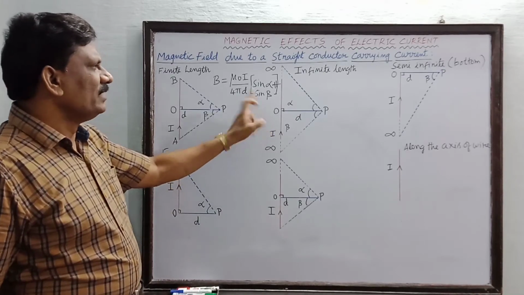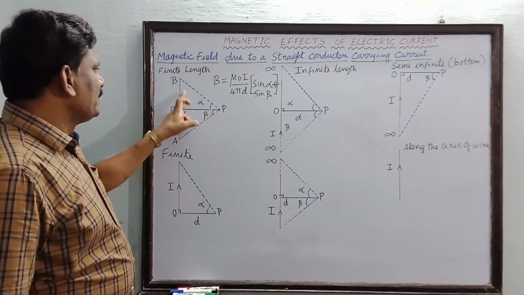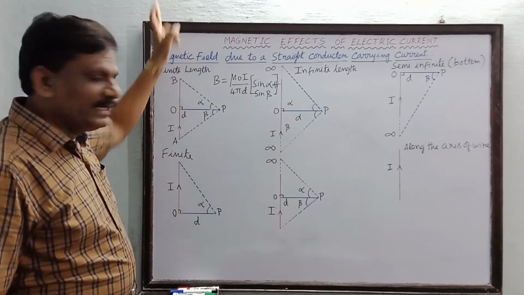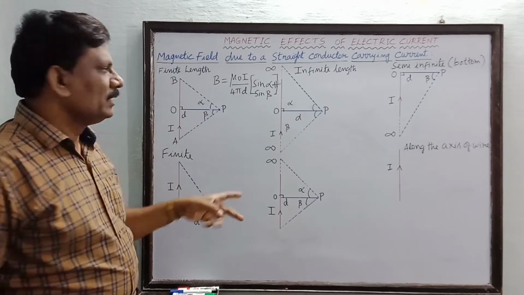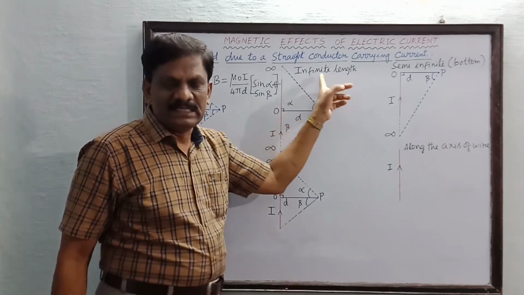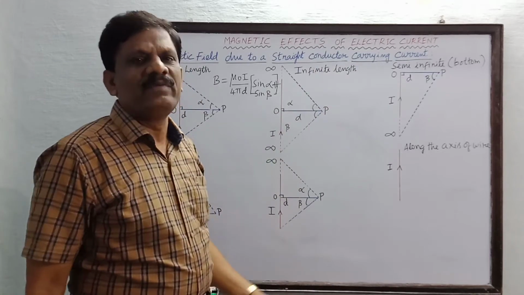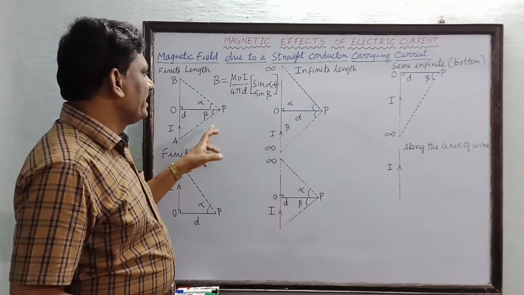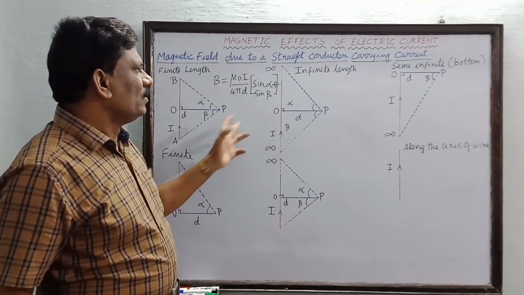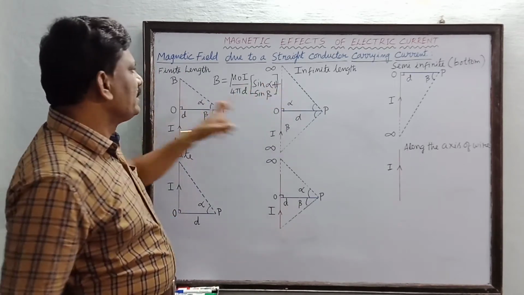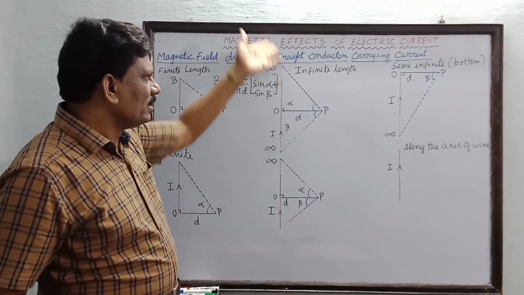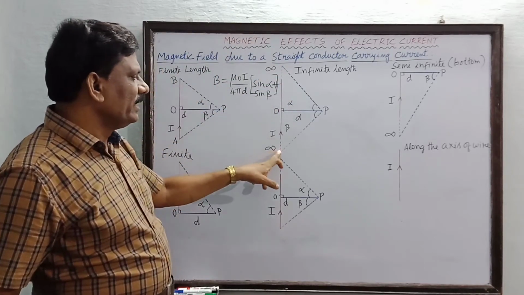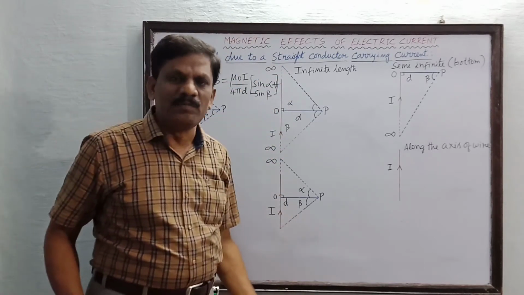Now suppose the conductor is extending up to infinity at the top as well as the bottom. That is case 2, of infinite length. In our textbooks they have derived the expression for only the infinite length, which is a special case of the first one. Here one end is extending up to infinity on the top and the other end is also extending up to infinity at the bottom.